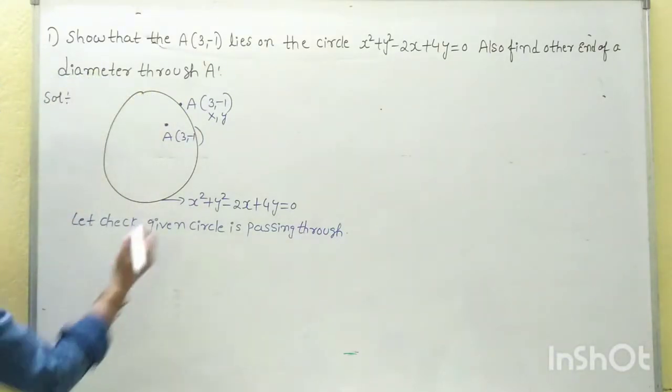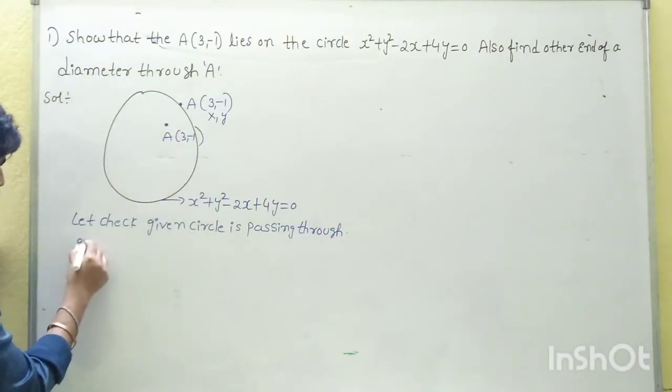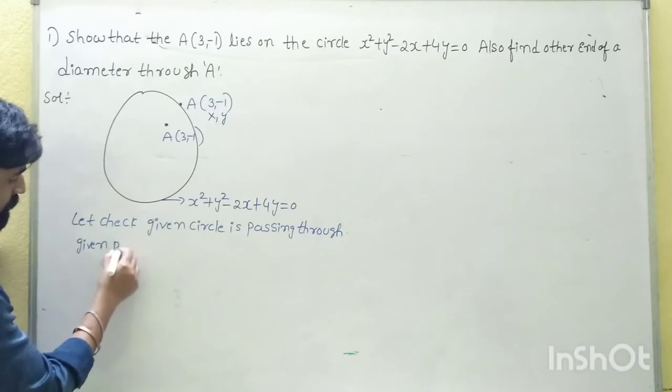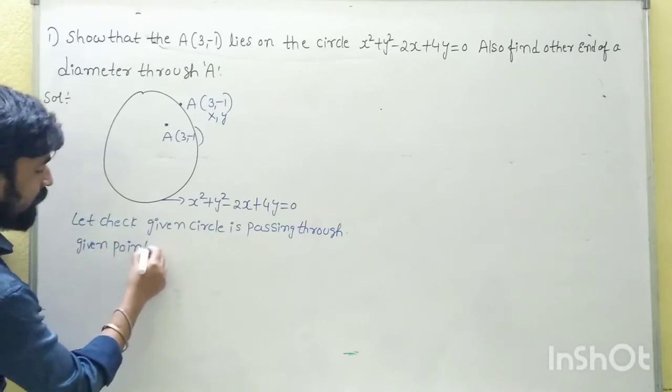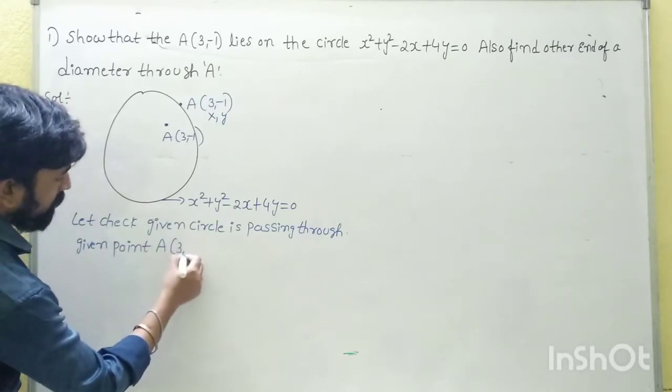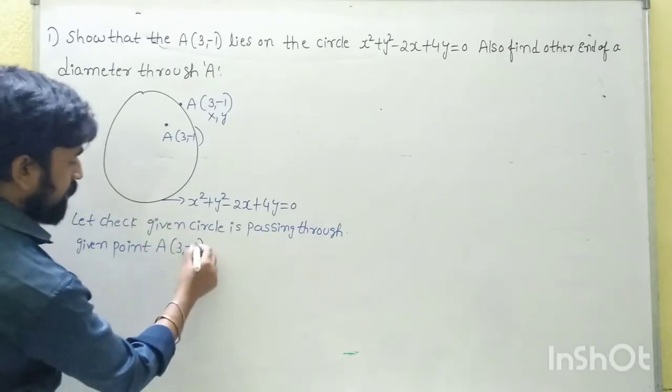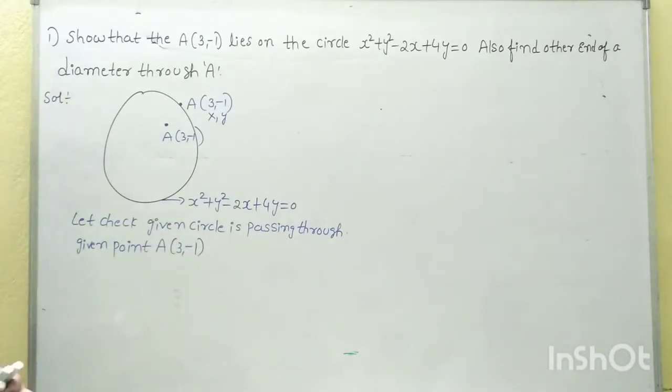The given circle is passing through a given point. What is the given point? A equals 3 comma minus 1. Okay, 3 comma minus 1. So this is the given circle.